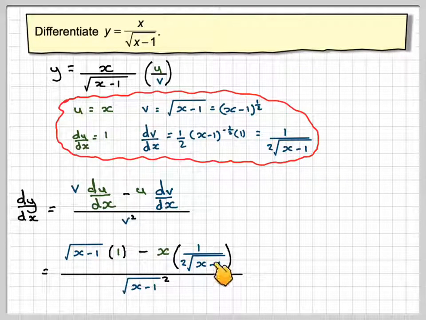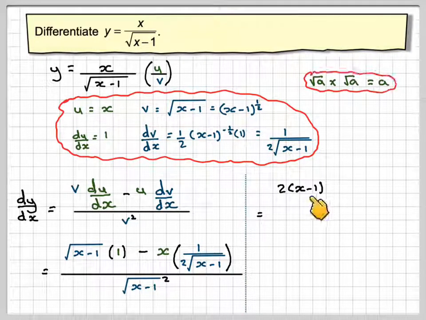And now what we have to do is simplify this. So what I'm going to do, I'm going to take this and multiply it up here and put all this over this common denominator here. So if I multiply 2 root x minus 1 times root x minus 1, that will be equal to 2 times x minus 1. The reason for that is root a times root a is a. So that's what I've done there.